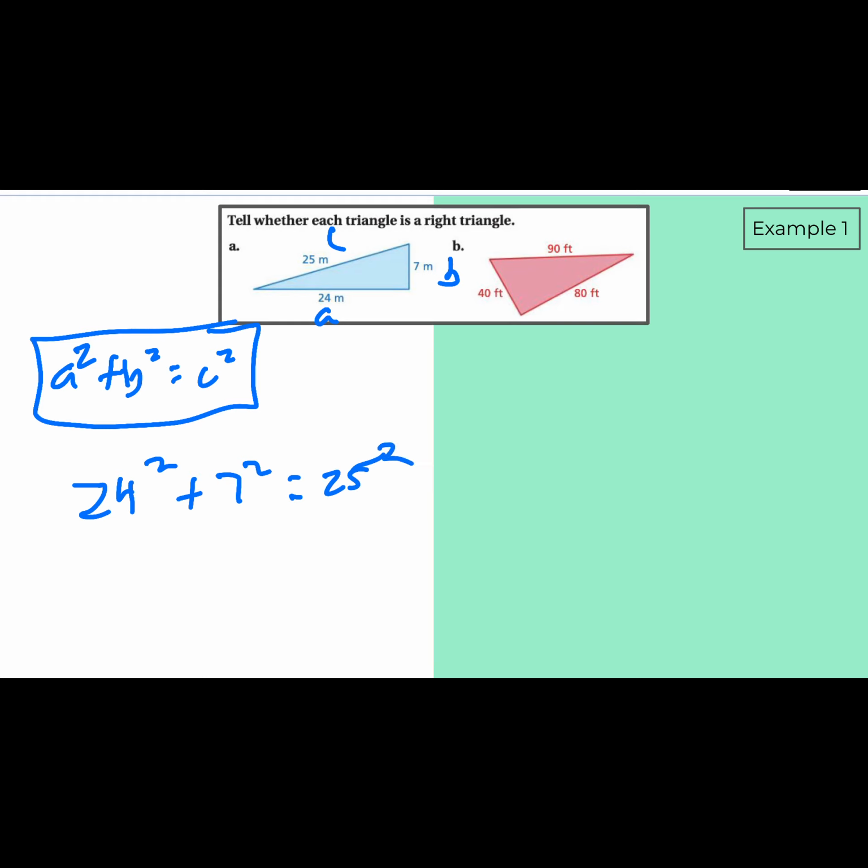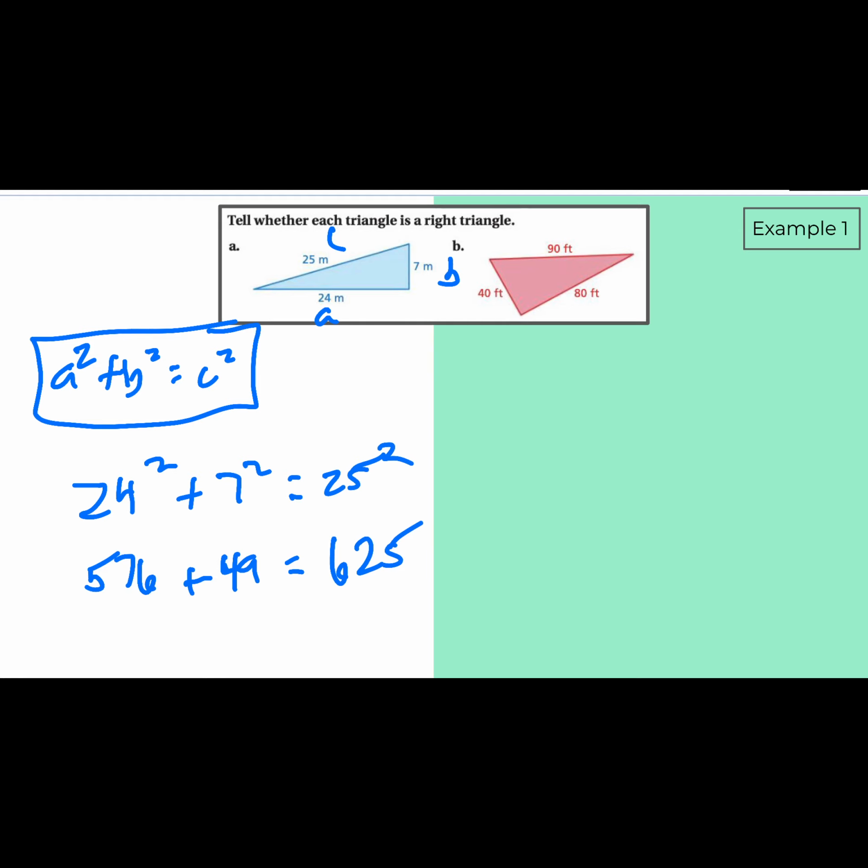Who has a calculator? You don't have a calculator? We can pull up a calculator. What's 24 squared? And 25 squared. Someone find 25 squared, and I can do 7 squared in my head, so we're okay there. 24 squared? 25 squared? 625. Okay.